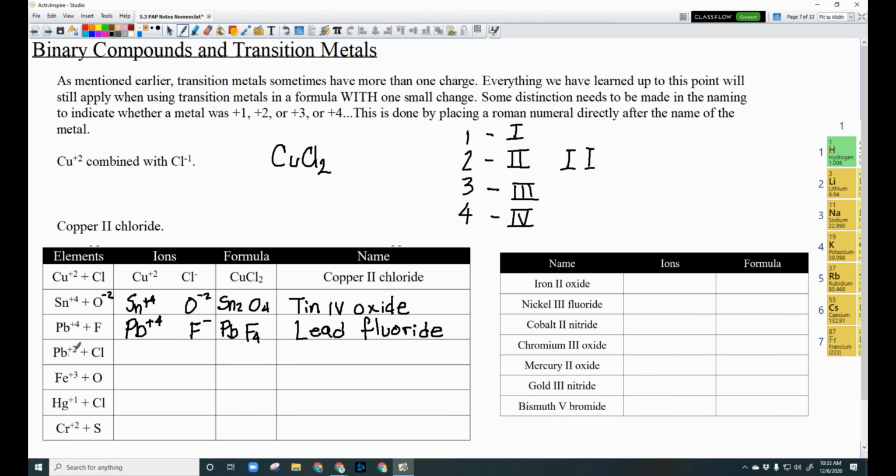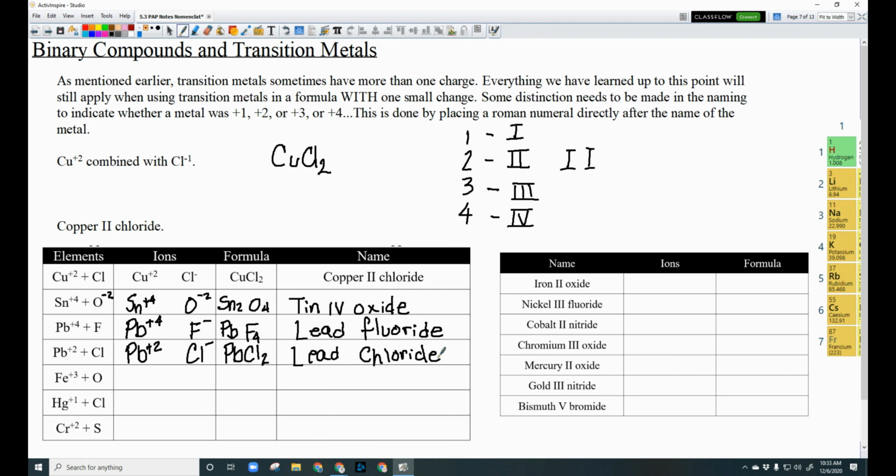All right, Pb2, Cl. This is lead 2 now instead of lead 4. Cl is always -1. So these don't equal 0. Swap and drop. So we're going to have PbCl2. This is going to be called lead. Chlorine, change the ending to "ide." Chloride.